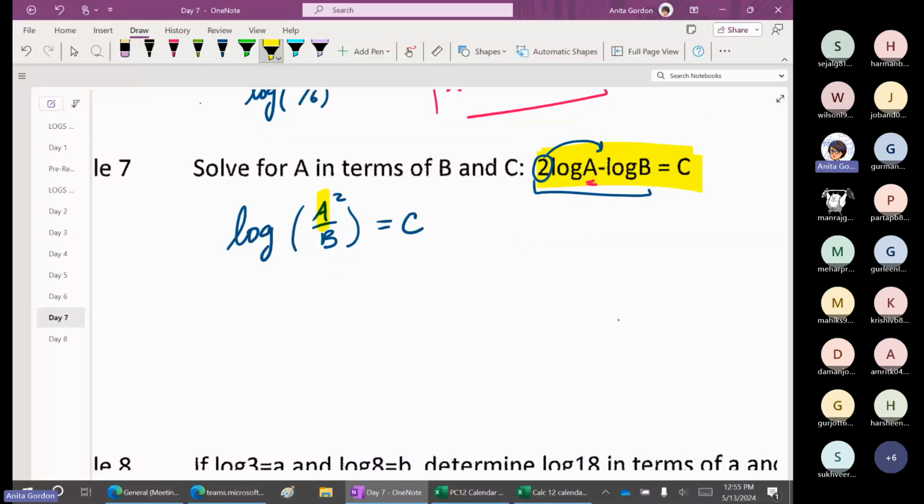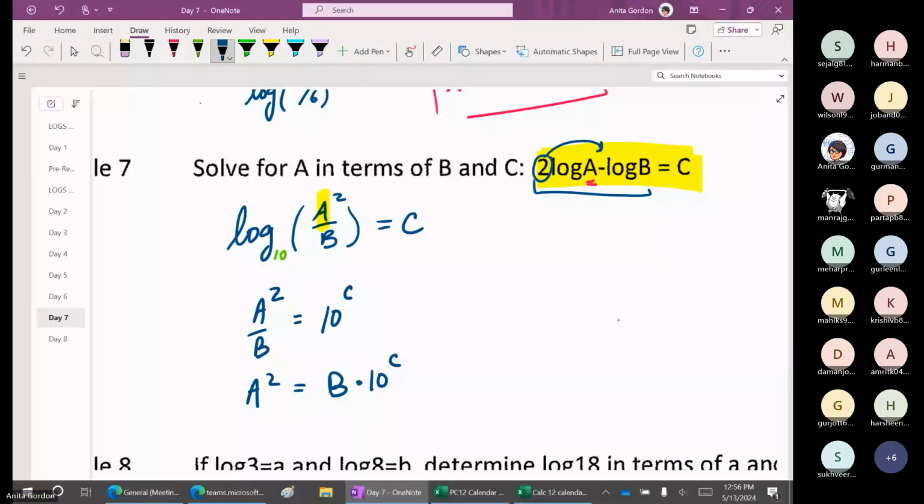How do I undo the log? How do I get rid of it? Exponential, what's the base of it? A 10, right? Because I didn't write it here. When it's not written, we always assume this is a 10. So this is A squared over B equals 10 to the power C. What's my next move? A squared equals B times 10 to the C.